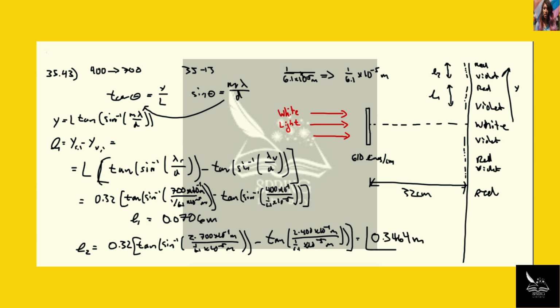And what we get here is L2 as 0.3464 meters. So already L2 is much bigger than L1. It's around 5 times the size. So that's a much longer rainbow, or the rainbow is dispersed over a much larger distance.